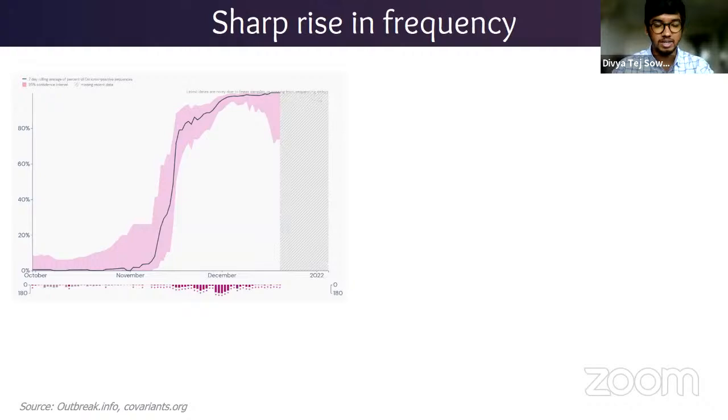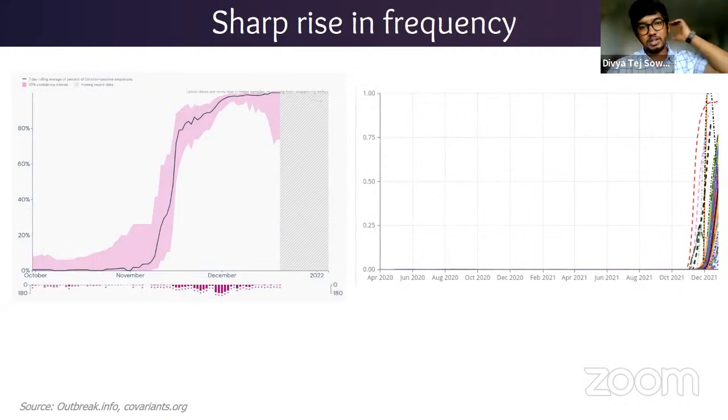After it was reported, the next reason why it was of so much concern was how quickly it rose in frequency. What you can see here on the left is a graph which depicts the frequency of the Omicron variant in South Africa. It started appearing only in early November, but by the time December came, a month later, almost 100% of all the new cases in South Africa were due to the Omicron variant. And of course, this is a very concerning matter.